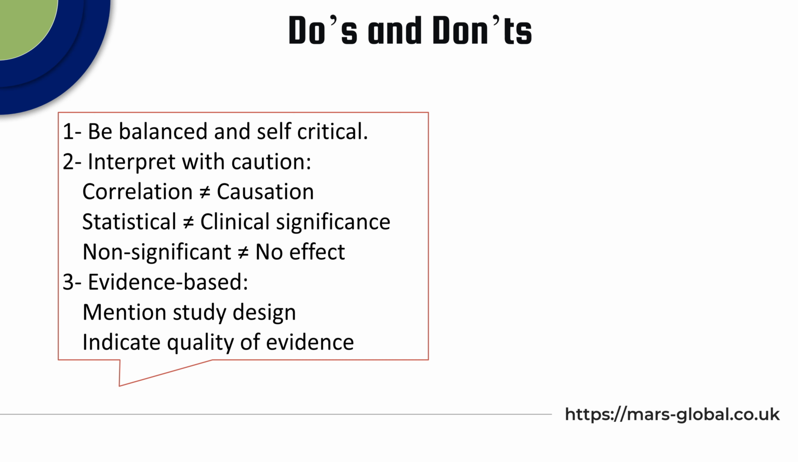Also, distinguish between statistical and clinical significance. Statistical significance indicates the likelihood that an observed effect is not due to chance, while clinical significance refers to the practical relevance or impact of the findings in a real-world context. Clearly differentiate between these two concepts when discussing your results to avoid making exaggerated claims based solely on statistical significance.